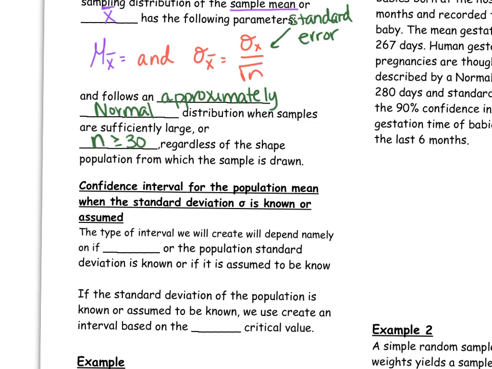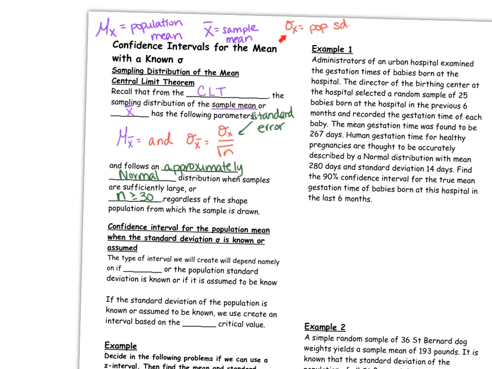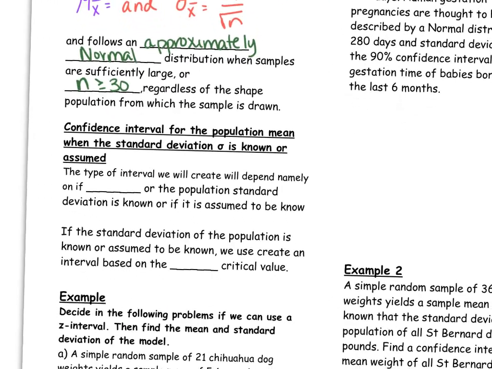Here's what's going to happen, though. In order to talk about Z star, here's what needs to happen. The standard deviation of the population, what symbol is this? Sigma. If sigma is known or assumed to be known, if the population standard deviation is known or assumed to be known, we can use the z critical value to create an interval.